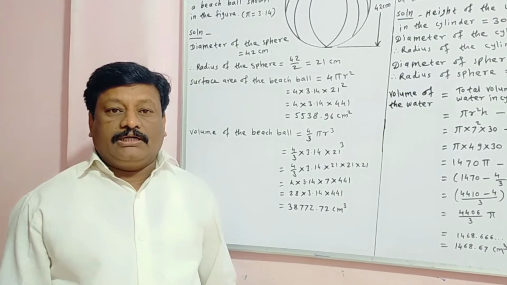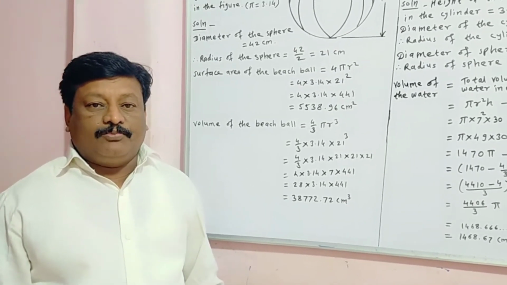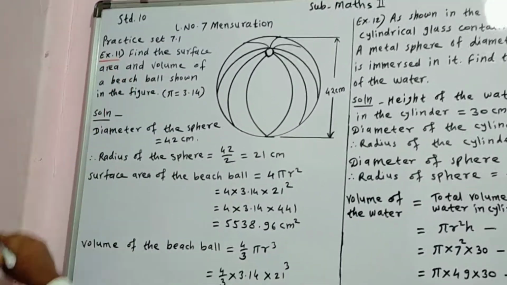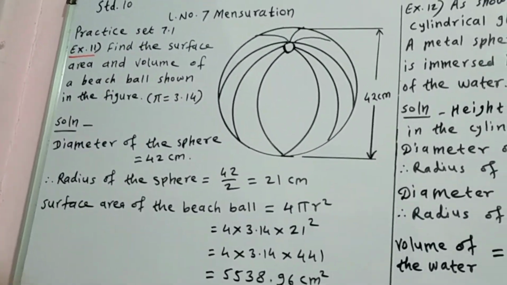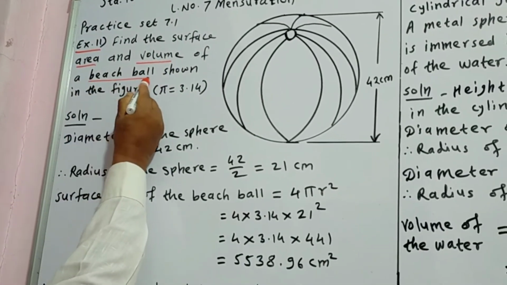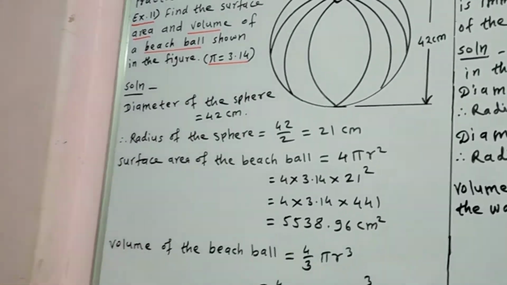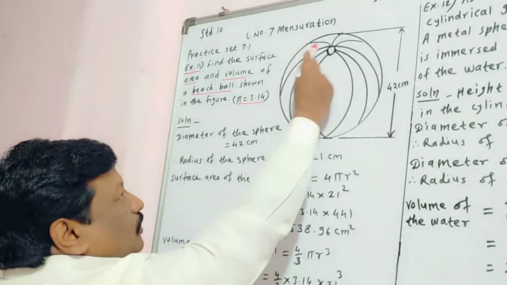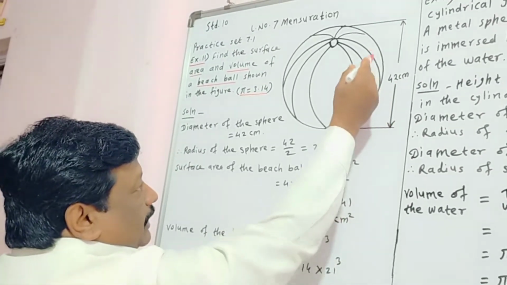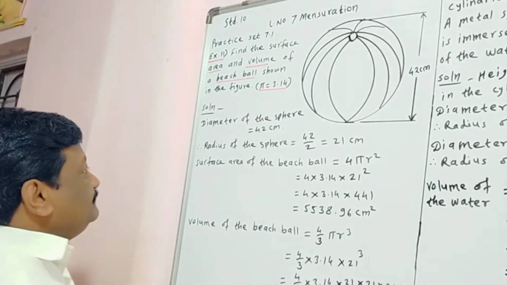Now we will solve example number 11 and 12 from practice set 7.1. Example number 11 is: find the surface area and volume of the beach ball shown in the figure, pi equal to 3.14. Now say this beach ball is given here. This height is given 42 centimeter, means this is the diameter of the ball.